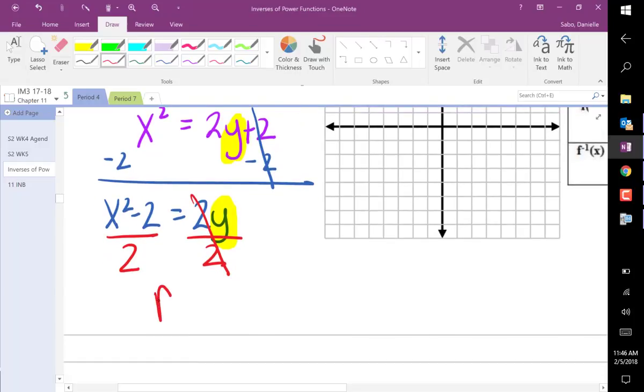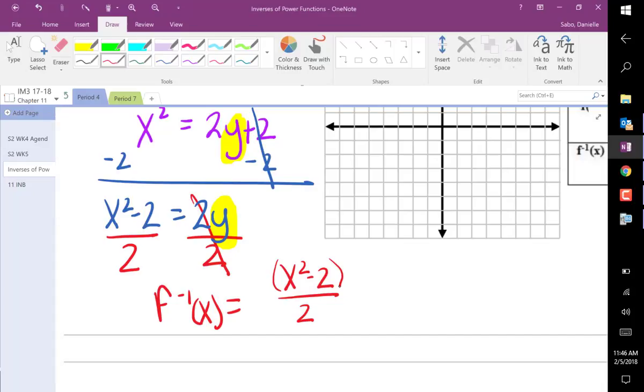So my final answer is that, with inverse notation, technically. If you did not have that, you wouldn't really be docked on the test, but it's good to get in the habit of writing things correctly. I'm just going to rewrite this: x squared minus 2 all over 2. Whenever there's something on top, I personally put parentheses like this, because in your graphing calculator it won't work out if you don't.